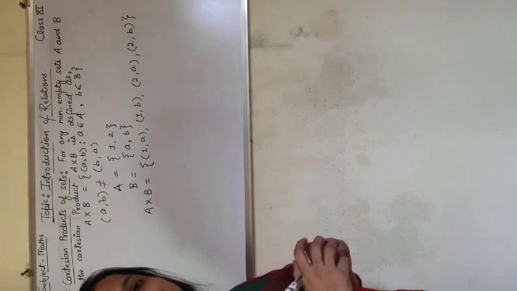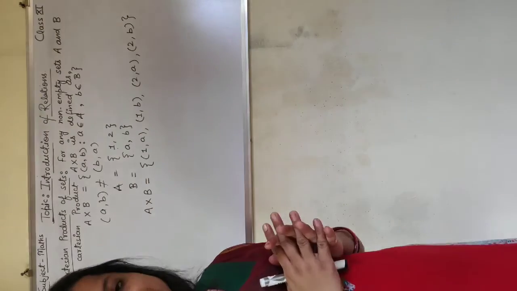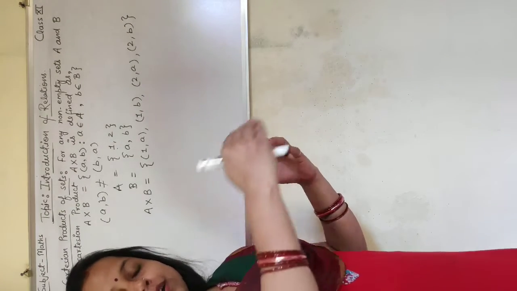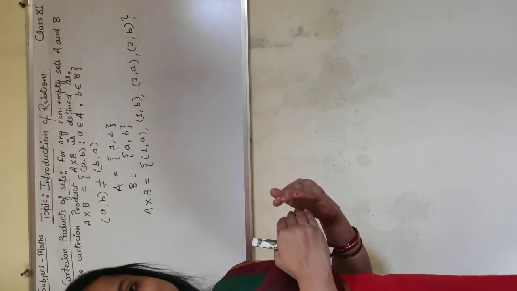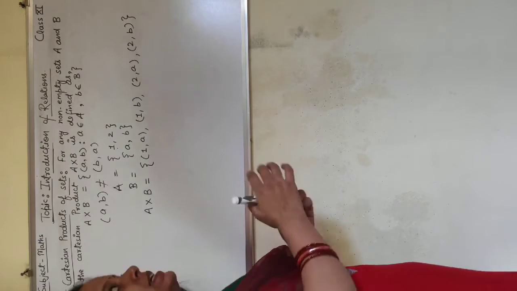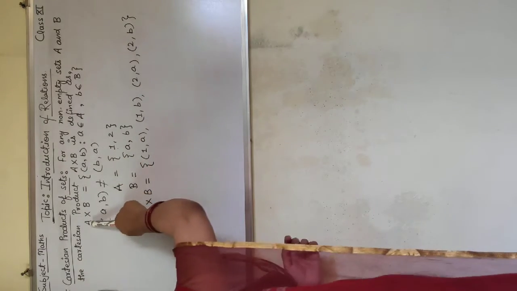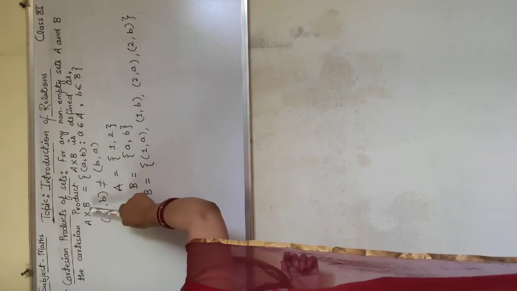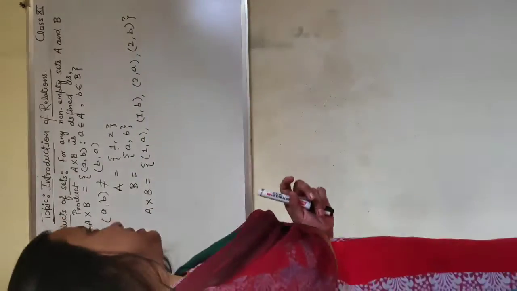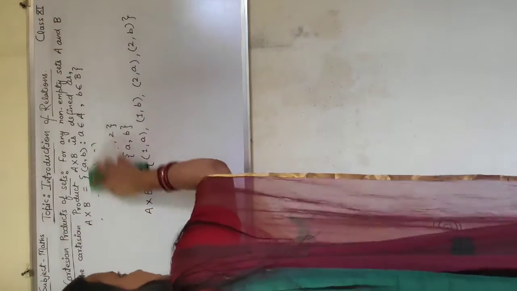But first of all, you must know what the Cartesian product of given sets is. The Cartesian product is the multiplication of elements of the given sets, and we have to write the product in the form of ordered pairs, where the first element belongs to set A and the second element of the ordered pair belongs to set B.